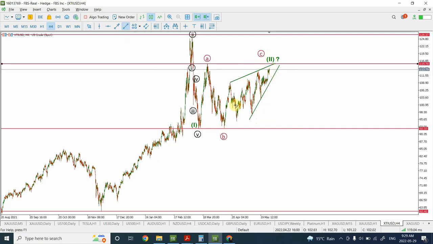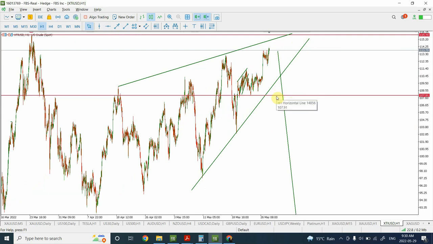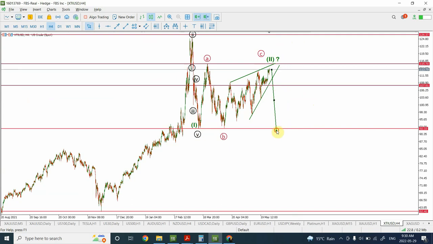If that is the case, that it is an ending diagonal, then we are expected to see some very strong price movement downward in crude oil. But on an hourly time frame, first of all, we should look for the break of this area, which is 108. So if price can actually drop below 108, that will provide a confirmation for our analysis that we are looking for crude oil to be bearish.